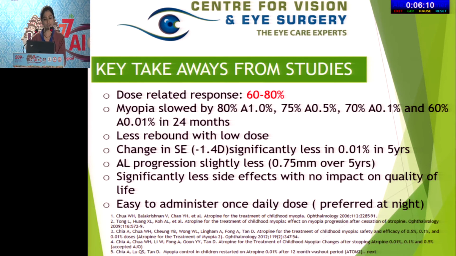There was a change in spherical equivalent of almost -1.4 diopter, which was significantly less in 0.01% in 5 years. Axial length progression was slightly less with 0.01. It was around 0.75 mm over 5 years. But there were significantly less side effects and no impact on quality of life with 0.01%, because you can imagine if you are putting 1% atropine, the child is always dilated, you end up using bifocal, so there were lots of other things that come with it. And it was easy to administer, 0.01 dosage, it was only once daily.